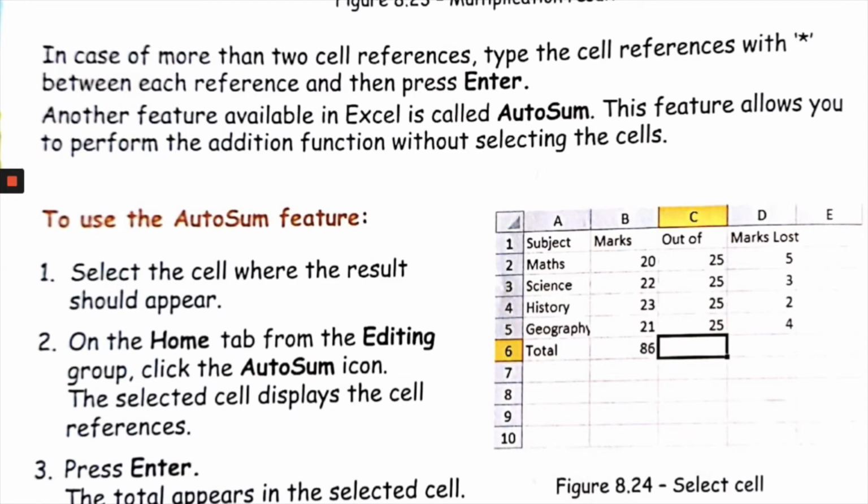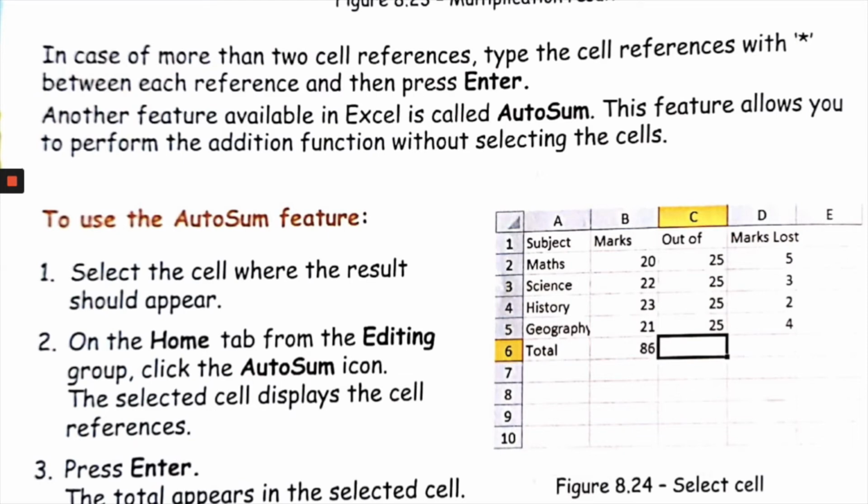Another feature available in Excel is called Autosum. This feature lets you perform the addition function without selecting the cells. When you click on the Autosum, it will do the addition in the respective column. How do you use the Autosum feature?